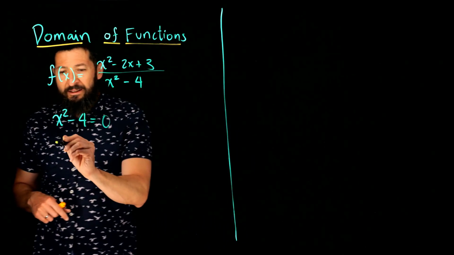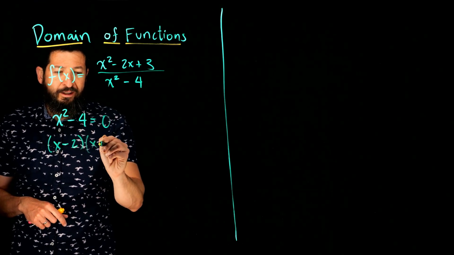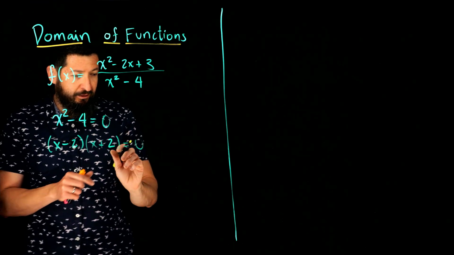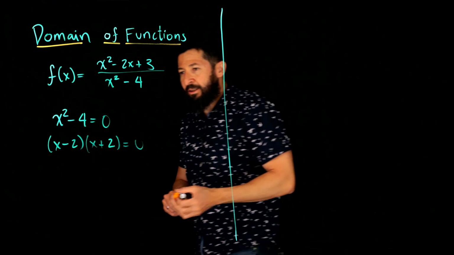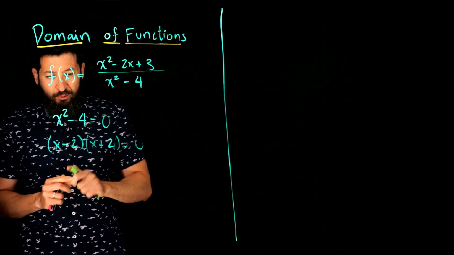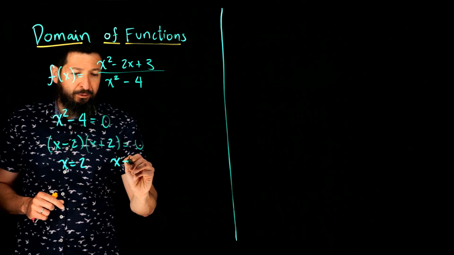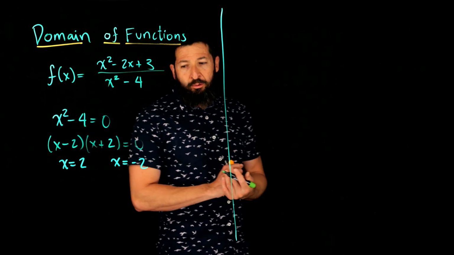Well, and then you realize that this can be factored as x minus 2, x plus 2, because it's a difference of squares equals 0. And from that, let me change markers real quick. And from that, you get 2 possible points. One is when x is equal to 2, and when x is equal to negative 2, by setting each one of these factors equal to 0.